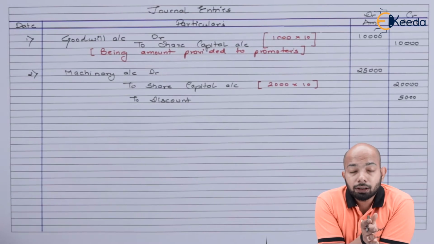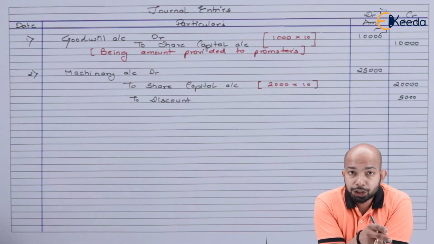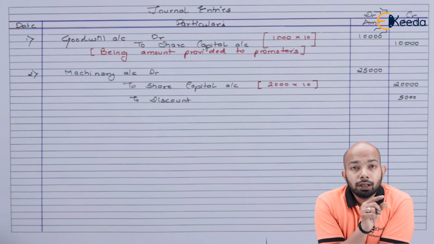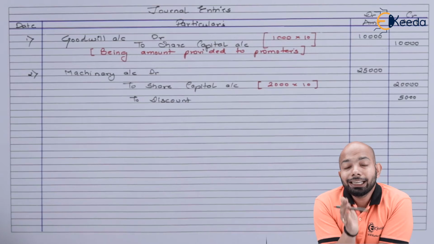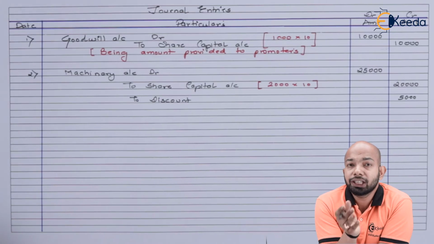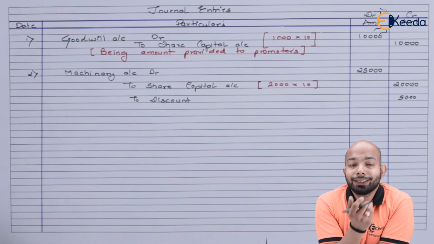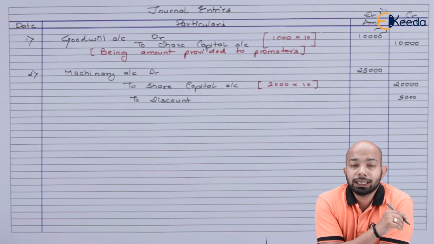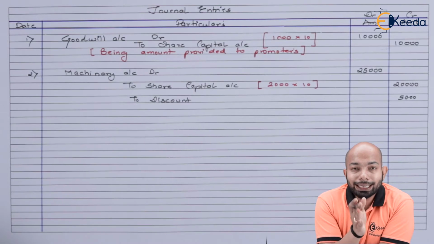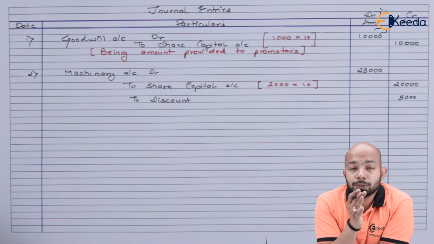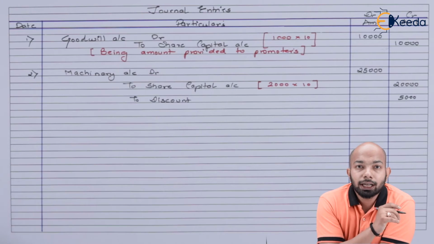So the entry that we have passed here is machinery account debit with the original cost of the machine, that is 25,000. On the credit side, we've mentioned share capital account with 2,000 into 10, that being the share capital that has gone off, and the discount that we have received here, which is an income for us, or notional income basically, hence it has been mentioned on the credit side. Now, next we will refer to the entries when the public subscription comes into the picture. So let's start with that.